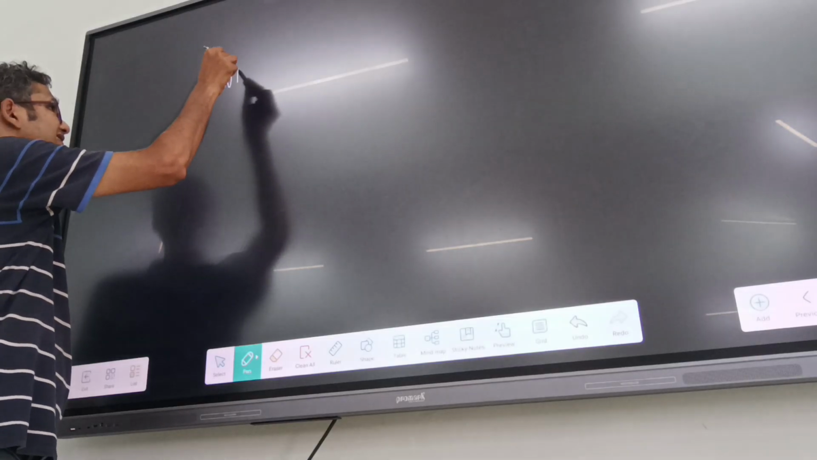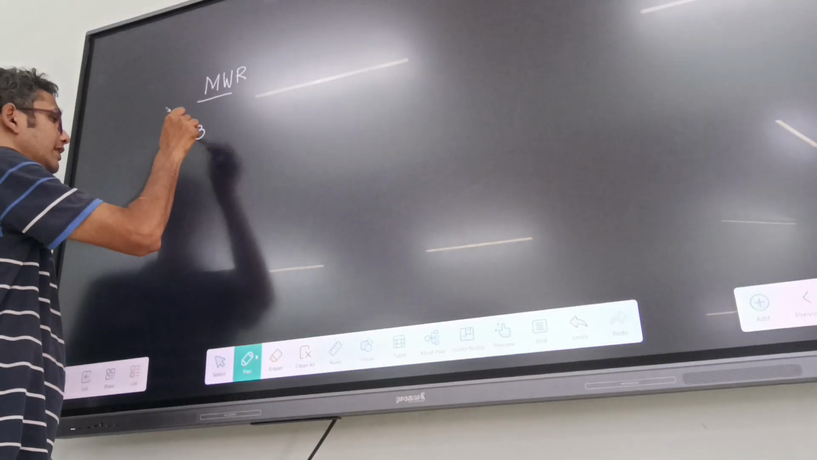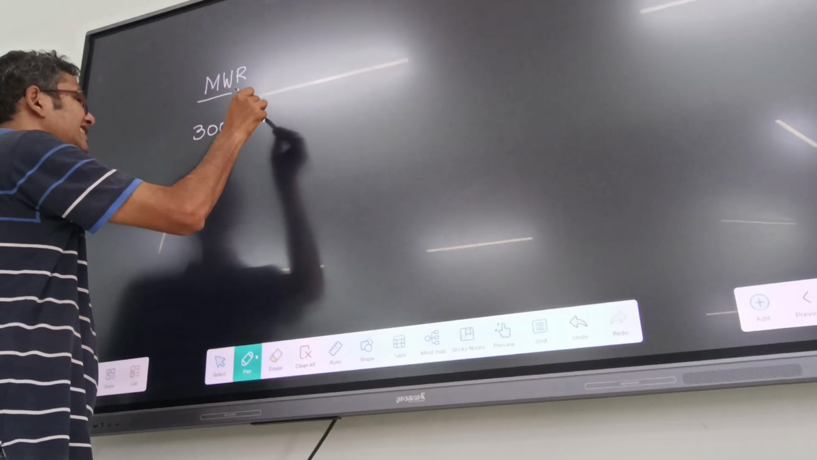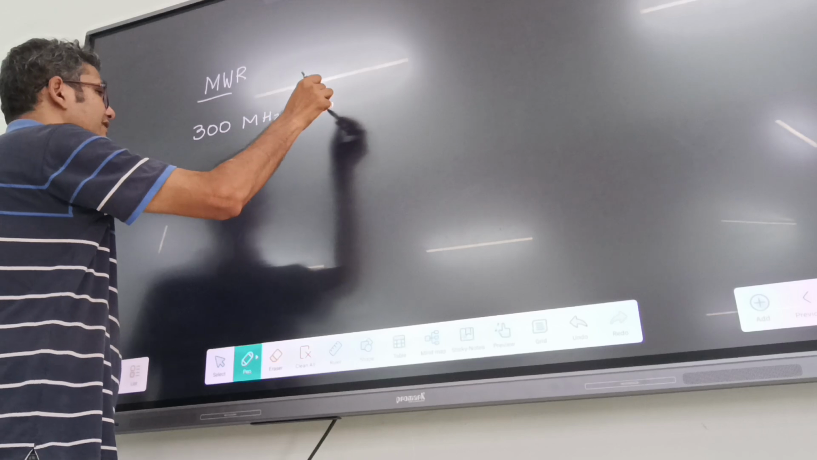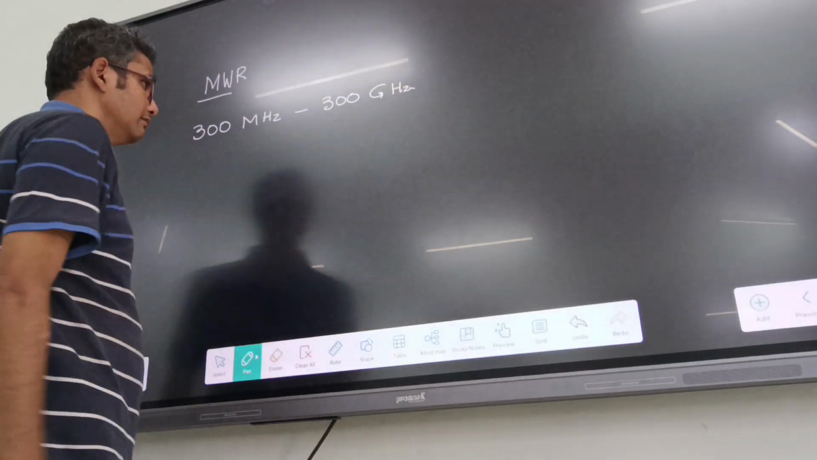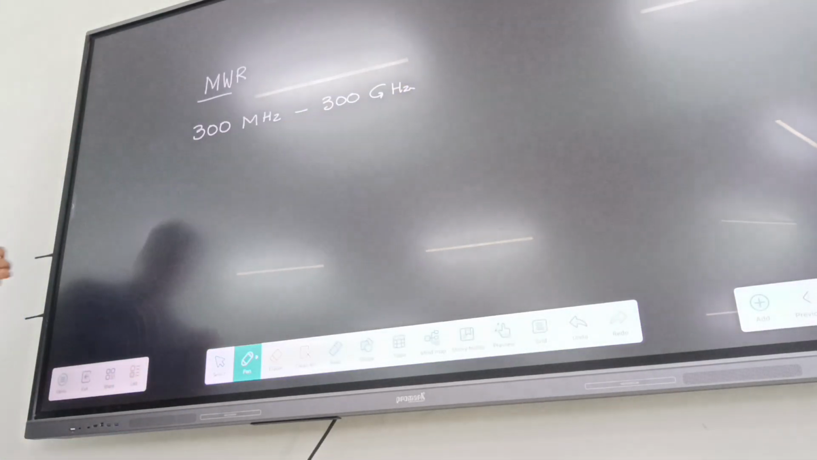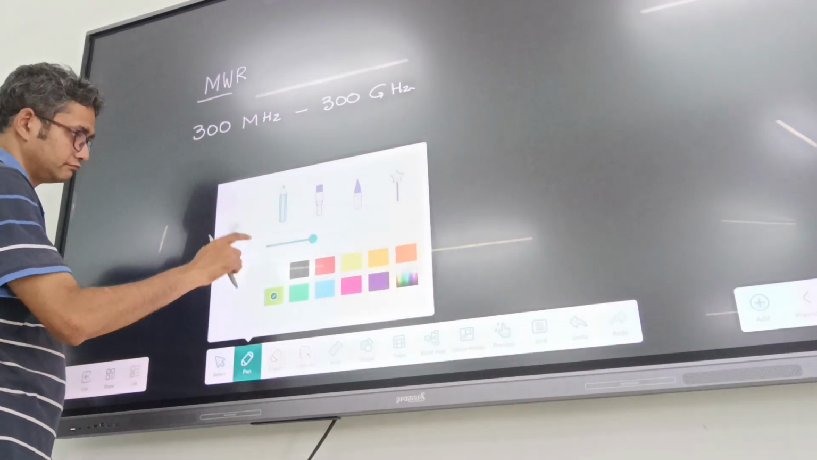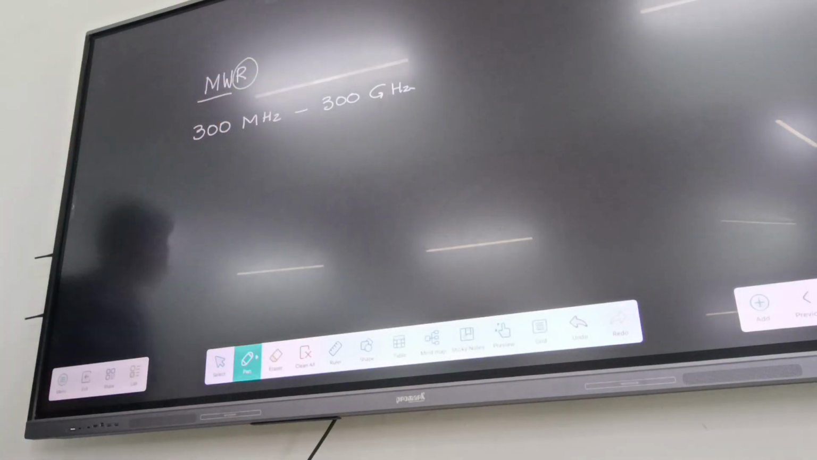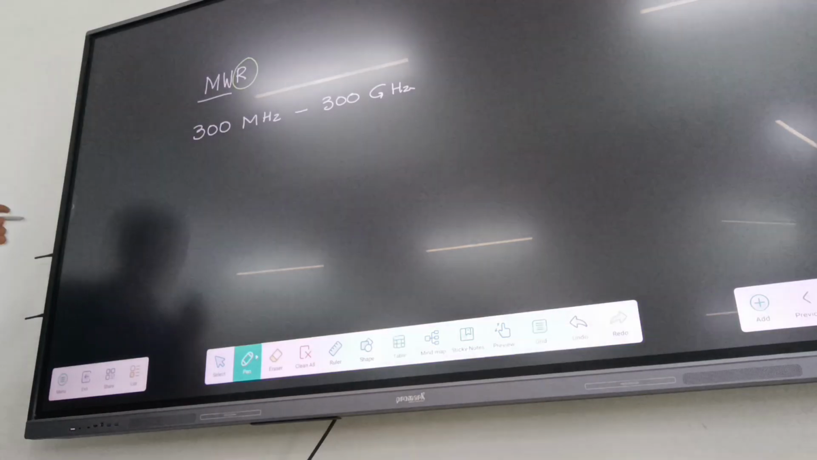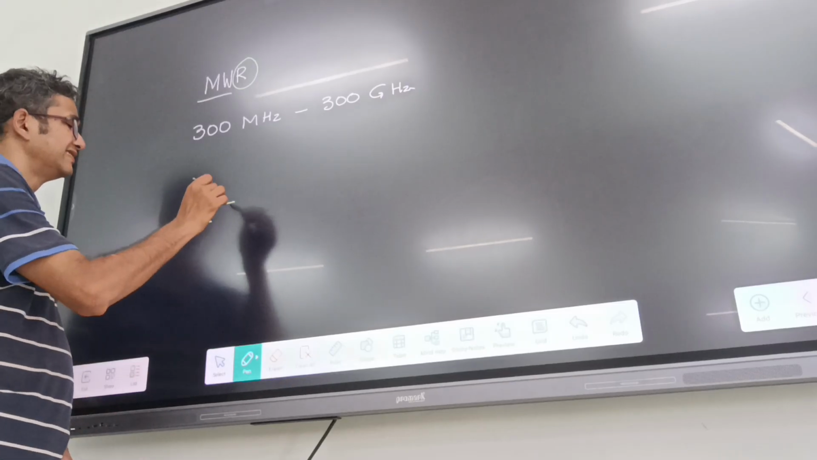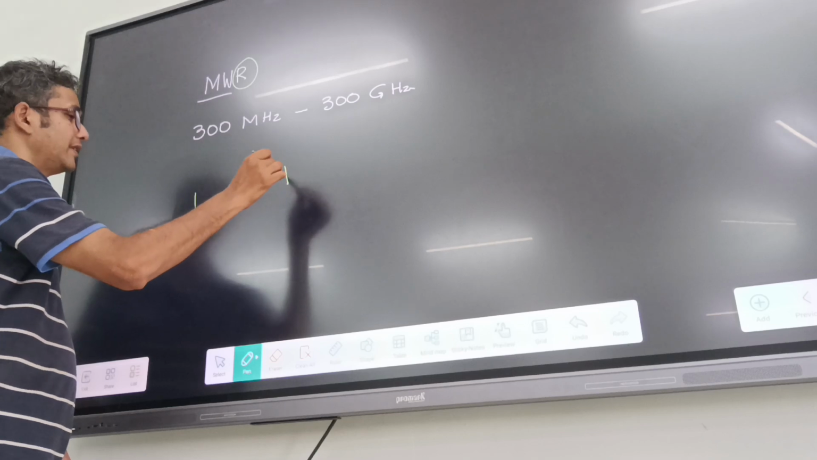MWR, microwave, 300 megahertz से 300 gigahertz, ये इसका रेंज है. माइक्रोवेव रेजोनेटर में, कोई भी फ्रीक्वेंसी रेजोनेटर में तो ट्रैप कर रहे हैं, that means the dimension of the resonator is equal to m lambda.